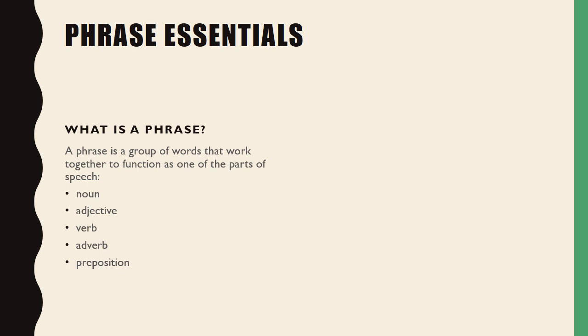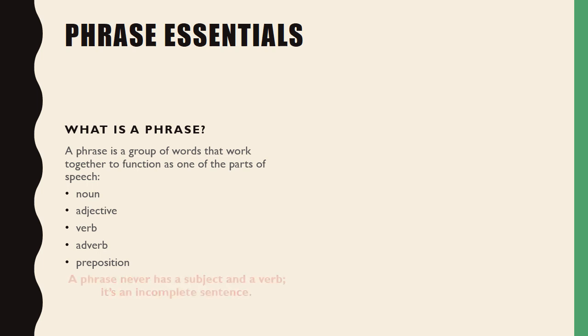We are used to thinking of those parts of speech as one word. You use a noun, an adjective, a verb, an adverb, or a preposition. However, what we're learning now is that sometimes those things can actually be groups of words. So a noun can be a group of words, an adjective can be a group of words, etc. And that's when they become a phrase.